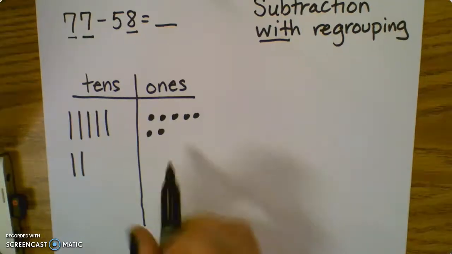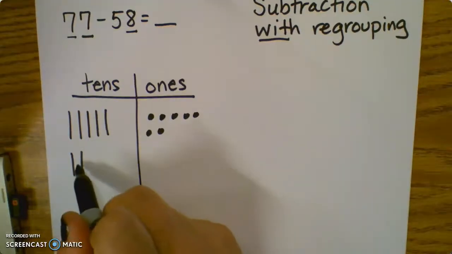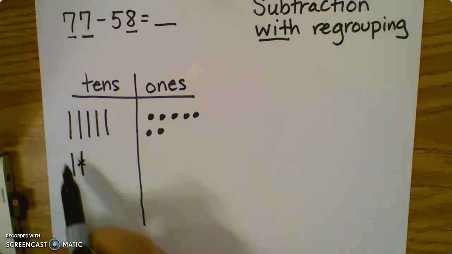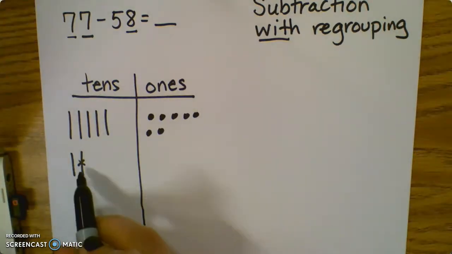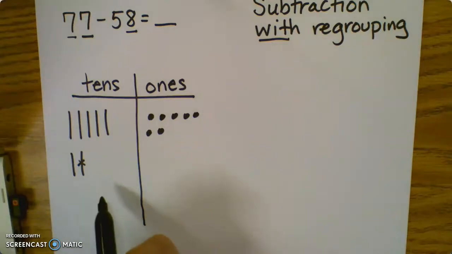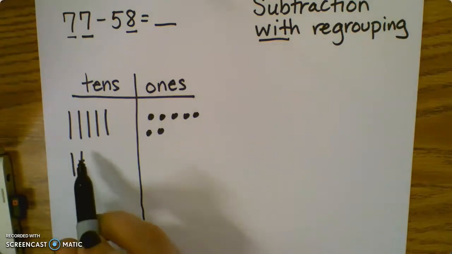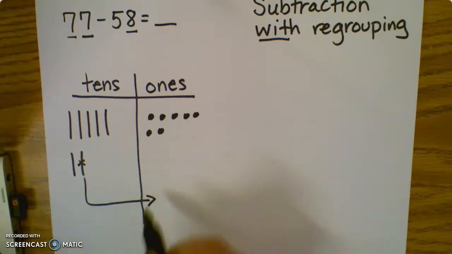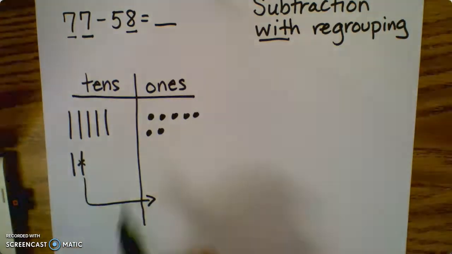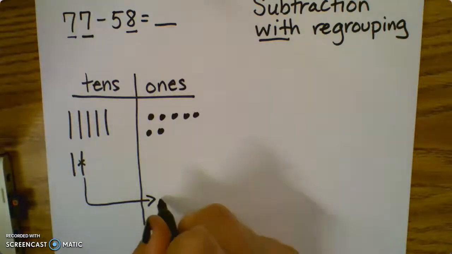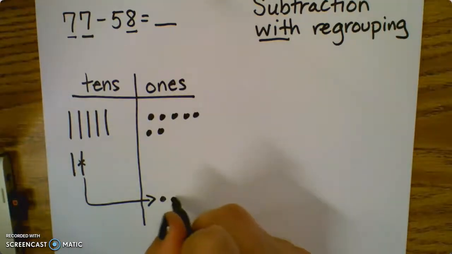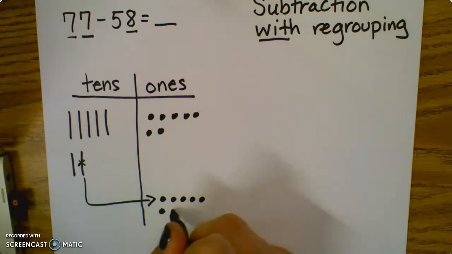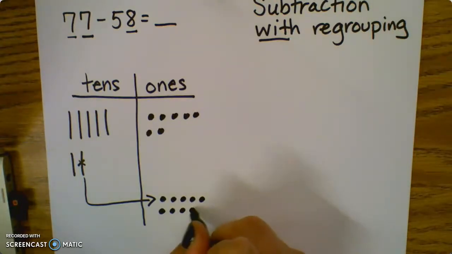So what we're going to do is we're going to give it an X. Okay? It's different than when you take it away. That's just a line. So we give it an X to show that that 10 is being regrouped. So we give it an X and we draw an arrow over to the ones place that shows that that 10 stick is being regrouped into 10 ones. So we're taking the 10 stick and we're just breaking it apart into 10 loose ones cubes.